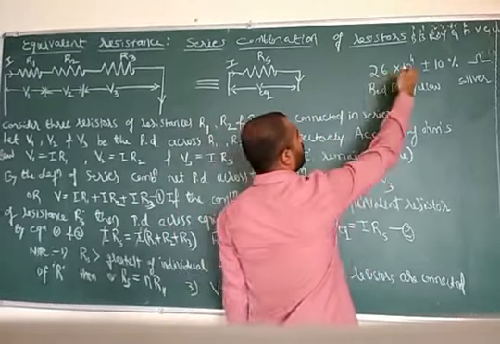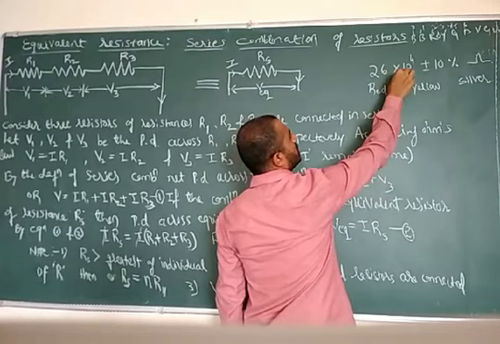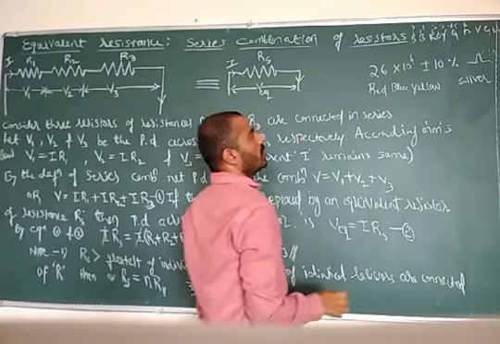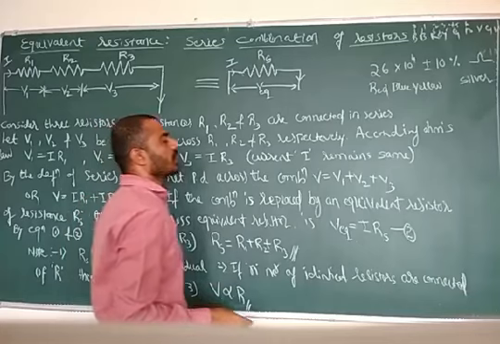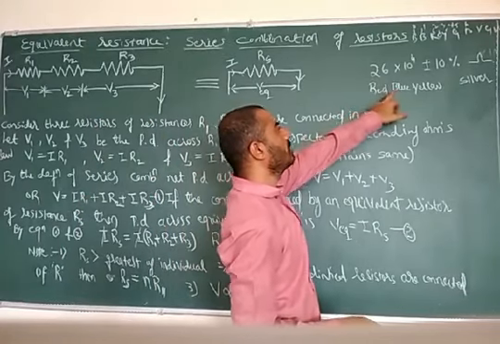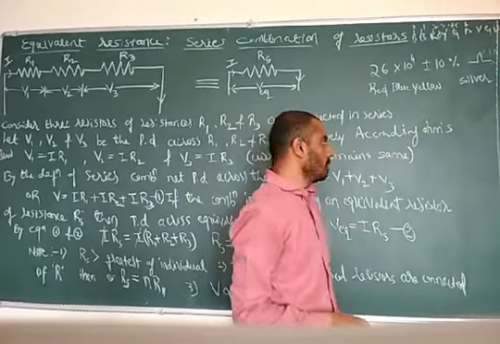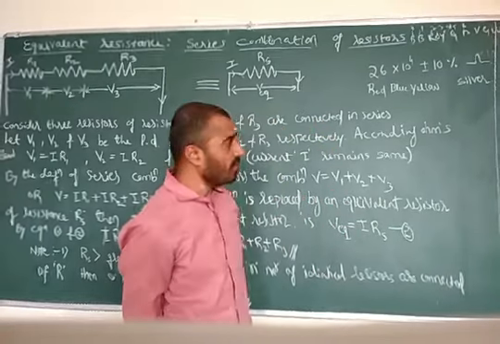And the same can also be written like this: 26 into 10 to the power of 4 plus or minus 10% can be written in terms of colors: red, blue, yellow, and silver. I will give you some sets of colors.